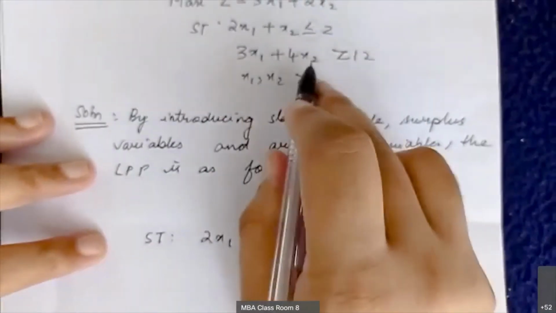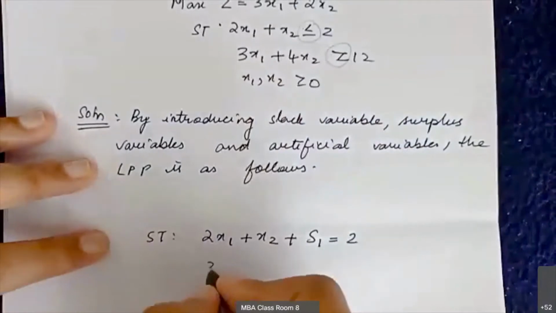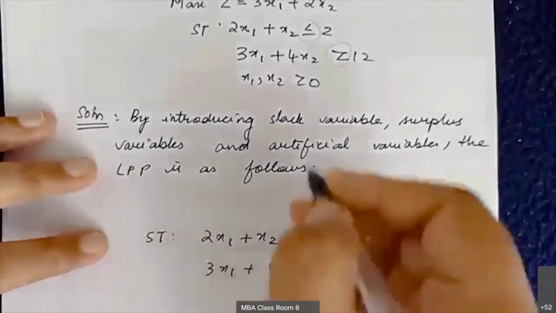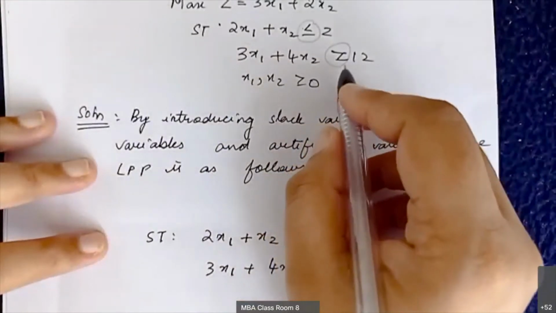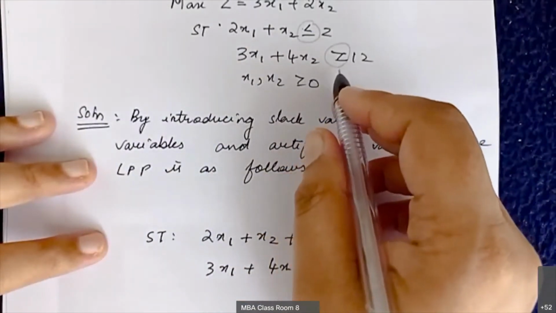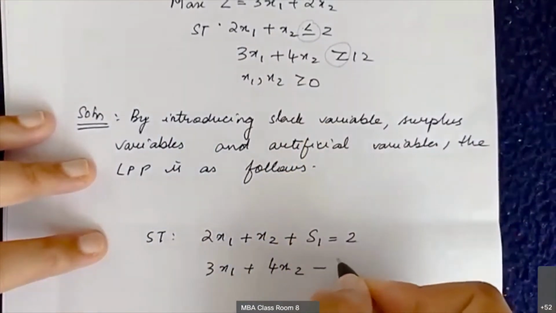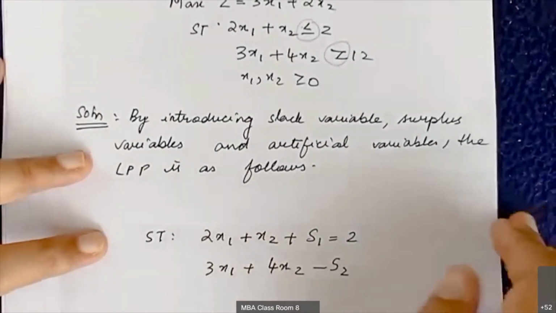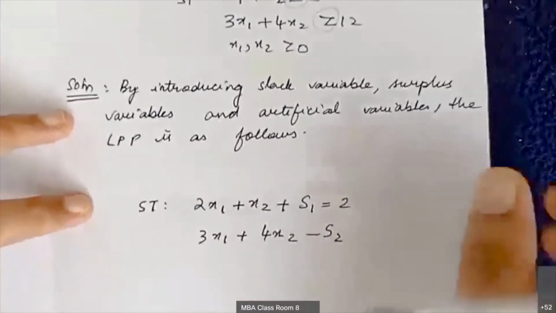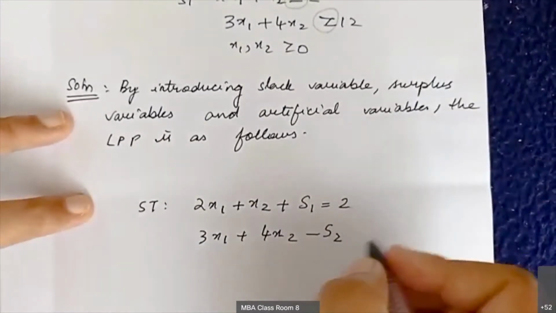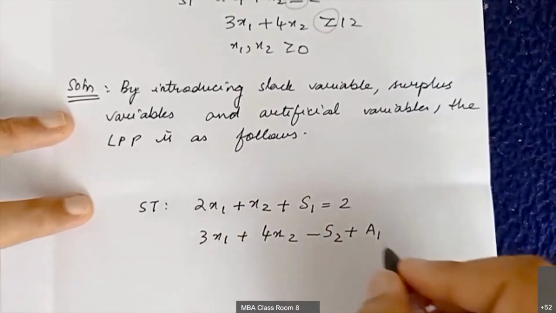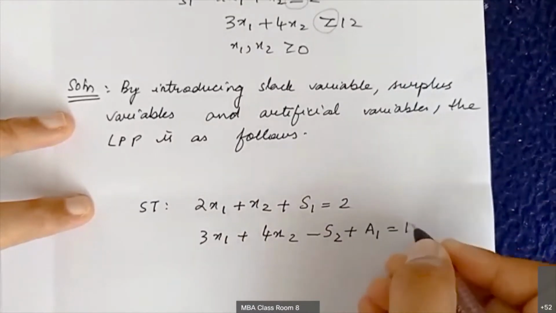Now we have to consider the second constraint: 3x1 plus 4x2. Here we have a greater than or equal to symbol. So instead of that, we have to subtract a surplus variable, which I'm representing as S2, and I'm adding the artificial variable, which I'm writing as A1. This is equal to 12.